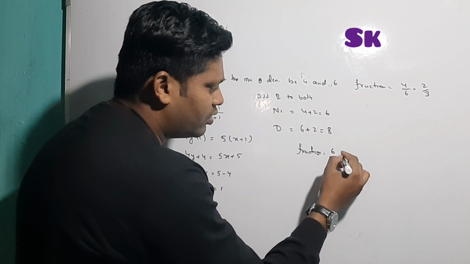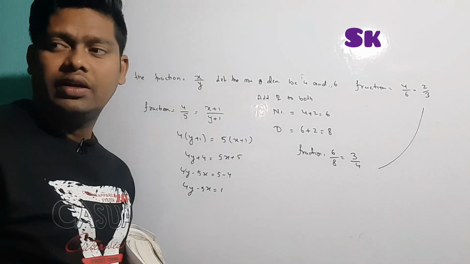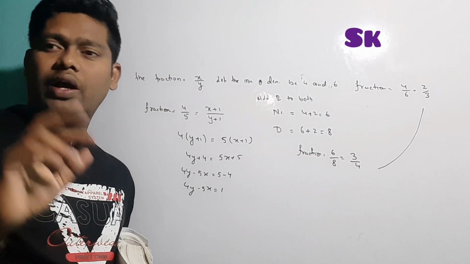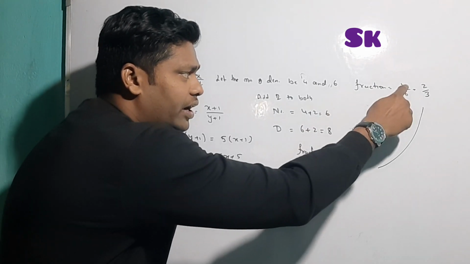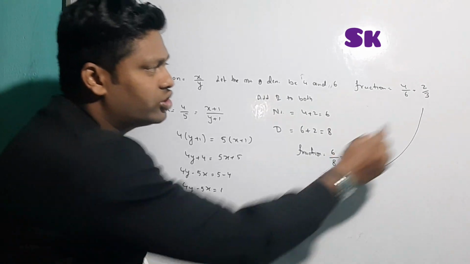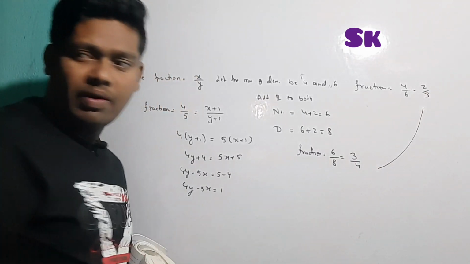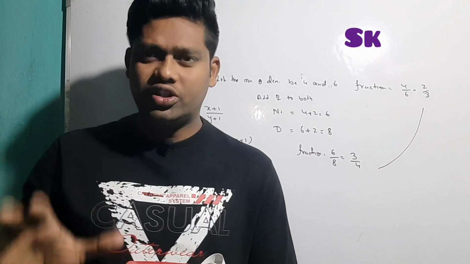Now what is the fraction? 6 by 8. What is the fraction now? 3 by 4. So both are same? Are they same or not? Different. Why are they different? Because I am increasing the value of the numerator and denominator by 2. That's why the number got changed. Instead of getting 2 by 3, I am getting how much? 3 by 4. Na? The fraction got changed or the fraction is same? It's changed.